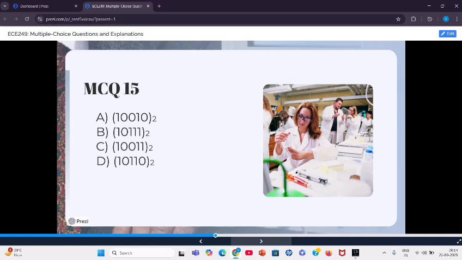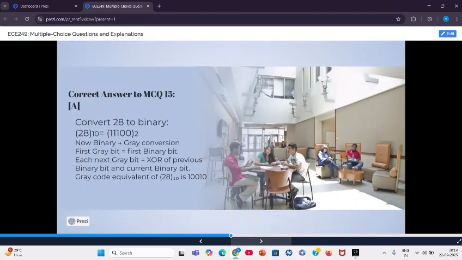I hope you all have paused the video and calculated this. Now let's see the answer. So the correct answer for this question is option A. Convert 28 to binary. Converting 28 decimal into binary would be 11100. Now binary to gray code conversion. The first gray bit is equivalent to the first binary bit.